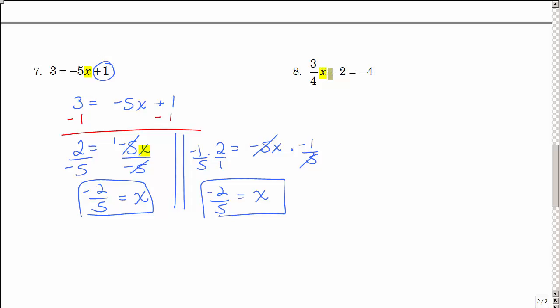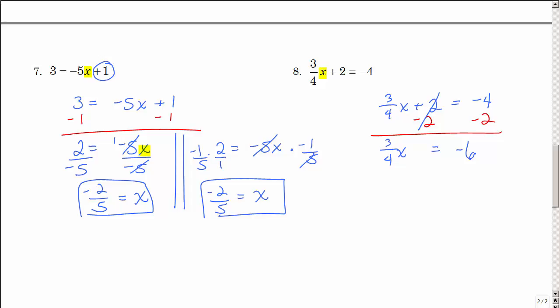So let's look at this next one. So x is being multiplied by 3/4, but also has that adding 2. So I need to work backwards. I'm just going to move this over here so I have a little bit more room. Alright, so I need to undo the adding first. So I'm going to subtract 2 from both sides. That goes away. And then that's -6. Alright, now what's being done with x? It's being multiplied by 3/4.